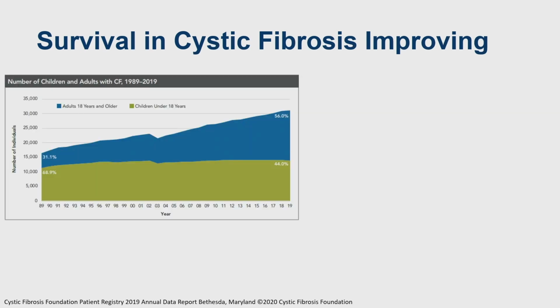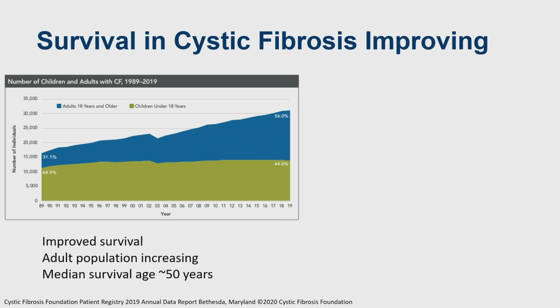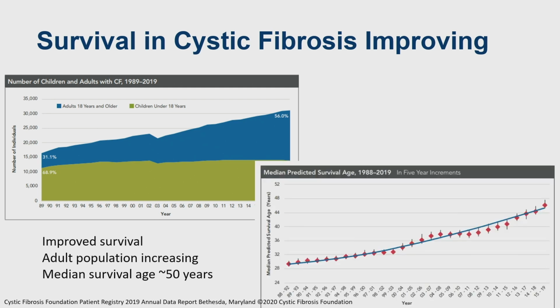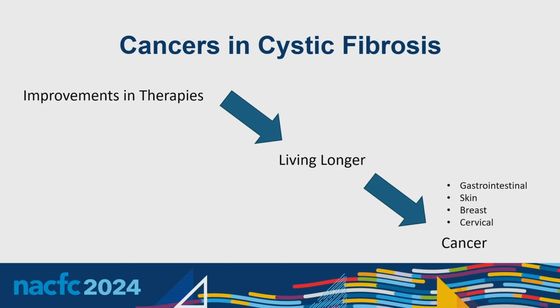As Jacob already presented, and this is a little older data, most of our CF population is over the age of 18 now. With improved survival, you can see the adult population is increasing. 2019 registry data said median survival age was 50 years. As you saw today in the symposium, it has increased to 60 years of age now. So with improvements in therapies, patients are living longer, and that's all good news.